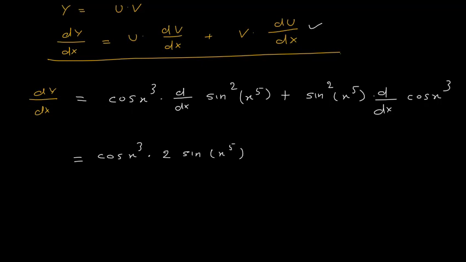Then the inner function is the sine function, so the derivative of sine is cos. So you will write cos of x power 5. And then last we have x power 5, so the derivative of x power 5 is 5 into x power 4. So by applying the chain rule, which you would solve in 3-4 steps, we have done it in one step only.